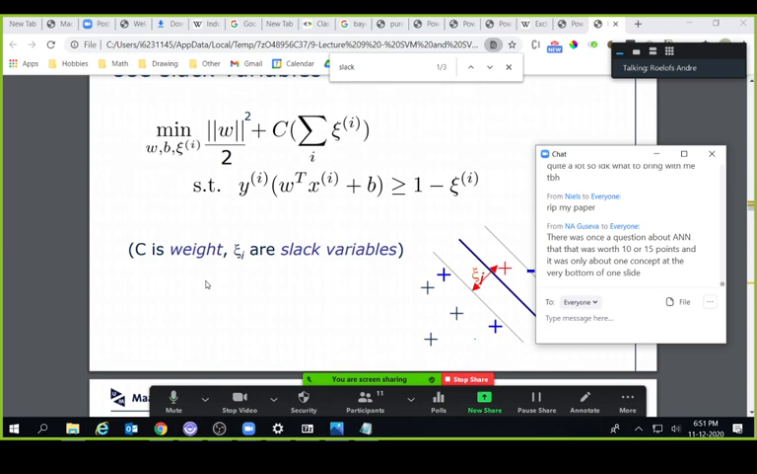There was one question about an artificial neural network that was worth 10 or 15 points, and it was only about one concept at the very bottom of one slide, so really print the notes.